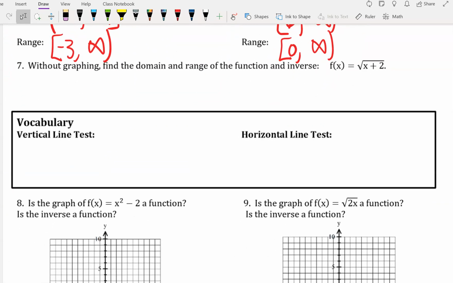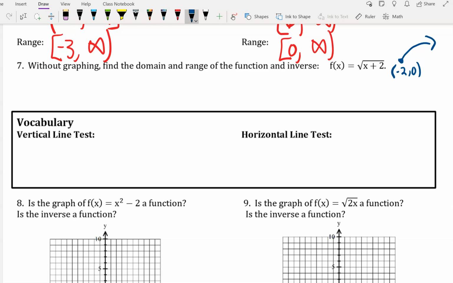Number 7. Without graphing, find the domain and range of the function and its inverse. So, I know it says not to graph, but I'm going to do a quick little sketch. We know this looks like this, right? And it's got a start point of (-2, 0). That helps me to visualize so I can figure out the domain and range more easily.